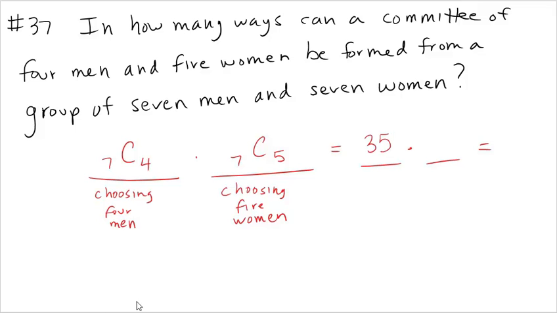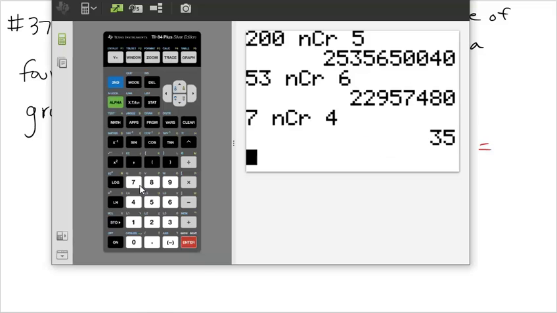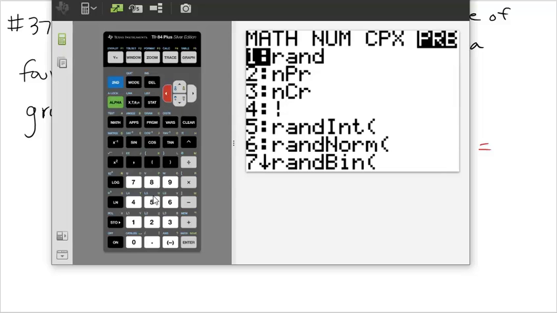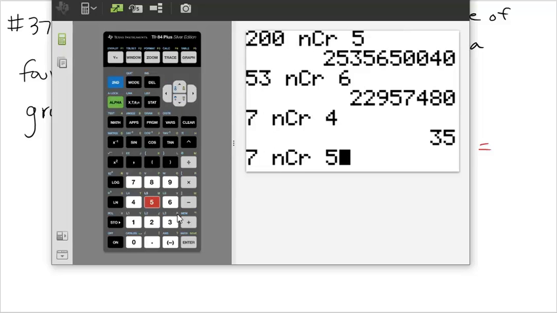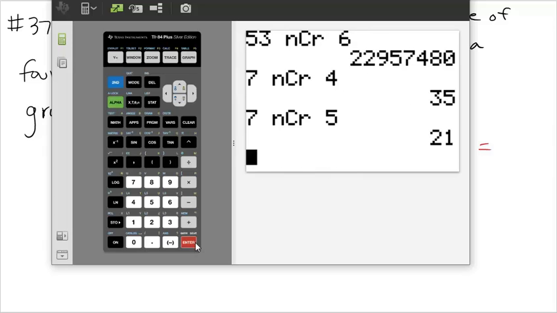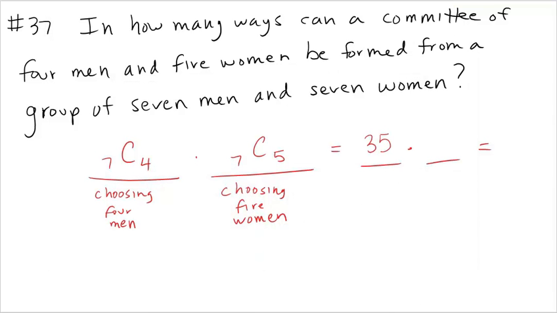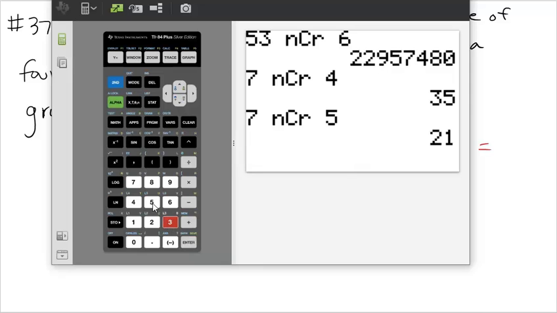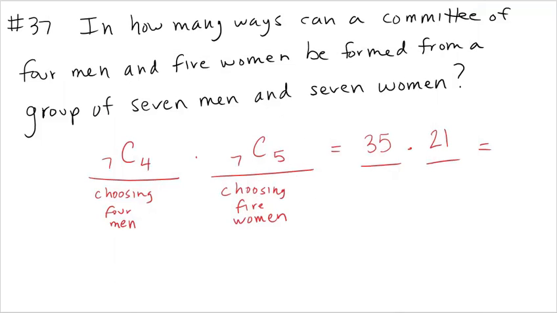And 7C5, let's see here, I should be able to do this. What is that, 21? Yeah. And then we have to take 35 times 21, which is 735. So there are 735 possible committees where you could have 4 men and 5 women selected from the group of 7 men and 7 women.